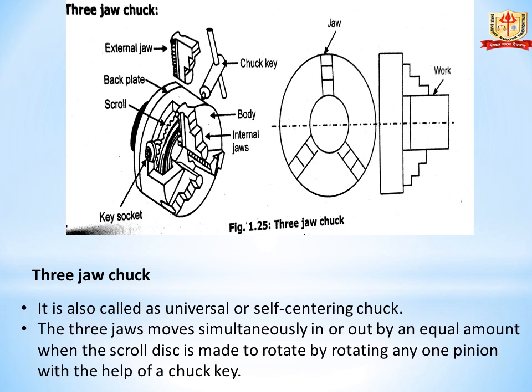The 3-jaw chuck, the first point, is also called a universal or self-centering chuck. The 3 jaws move simultaneously in or out by an equal amount when the scroll wheel is made to rotate by rotating any one pinion with the help of a chuck key. It is called universal or self-centering chuck because if you move one jaw with the help of the key, the other two jaws move an equal amount.